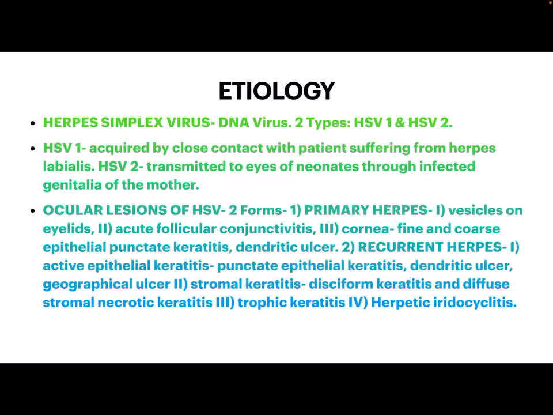Then recurrent herpes will show four types of lesions. First is active epithelial keratitis, then there are stromal lesions, then there is trophic keratitis, and then iridocyclitis, which is inflammation of the iris and ciliary body. Under active epithelial keratitis, we will see three types of lesions: punctate epithelial keratitis, dendritic ulcer and geographical ulcer. Then under stromal keratitis, we will see disciform keratitis and diffuse stromal necrotic keratitis. Then trophic keratitis and herpetic iridocyclitis.